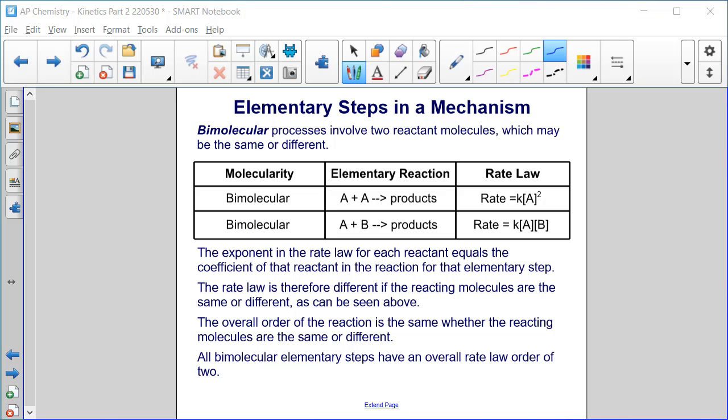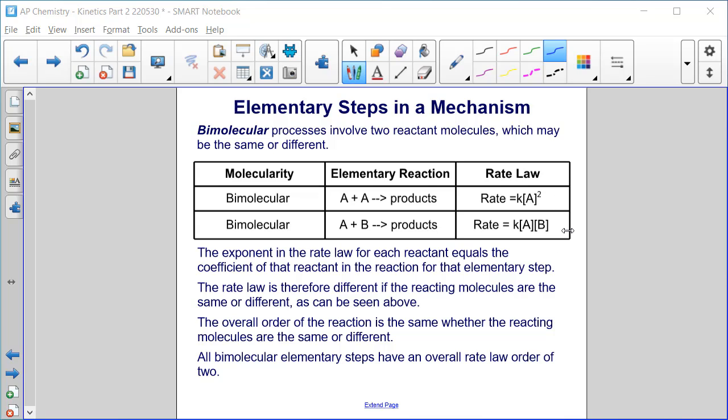Bimolecular processes involve two reactant molecules, which may be the same or different. So I've shown two different bimolecular processes, one where the elementary step has two of the same molecule, one that has two different molecules, and you can see the corresponding rate laws.